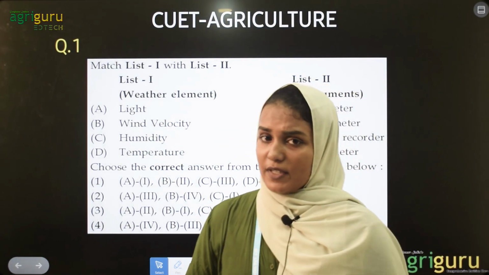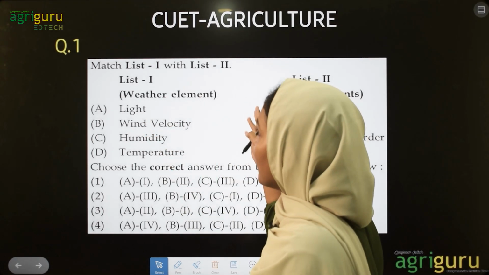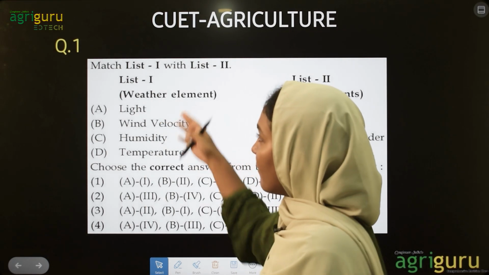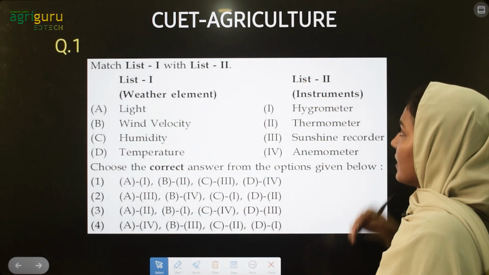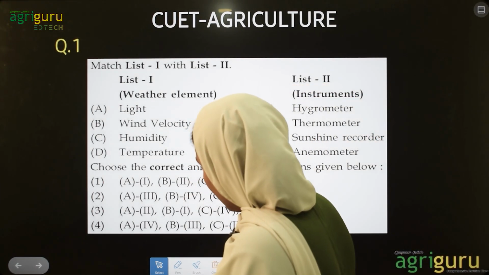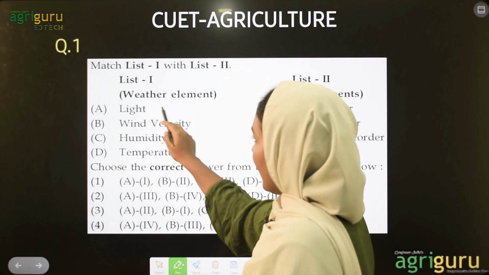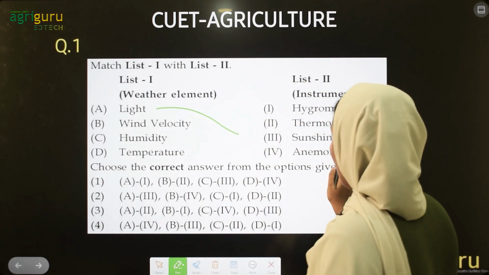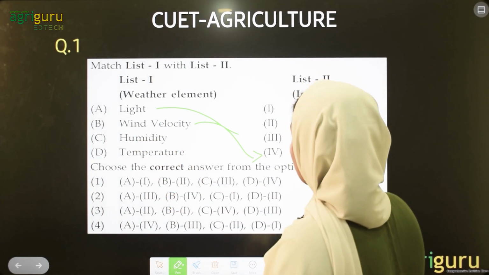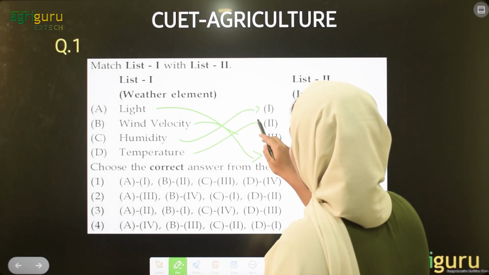Let's discuss some previous year questions. For the first question, it is match list 1 with match list 2. Here the first list is some weather elements, and the second one is some instruments which are used to measure weather elements. First element is light. Light is measured using sunshine recorder. Like that, wind is measured using cup anemometer, here it is given as anemometer. Then humidity is measured using hygrometer, and temperature is measured using thermometer.